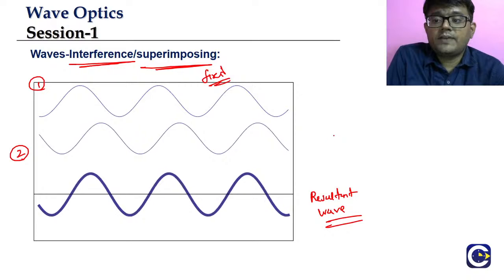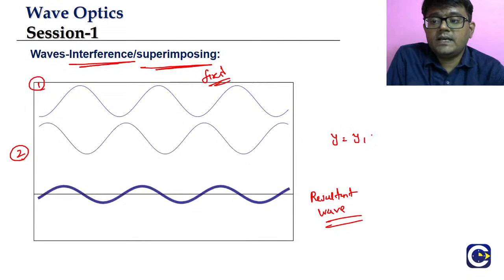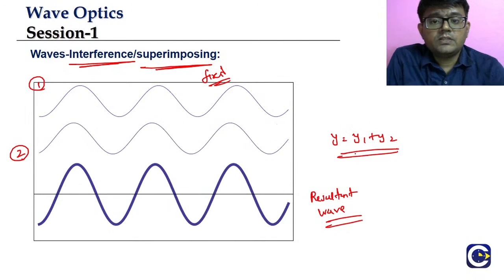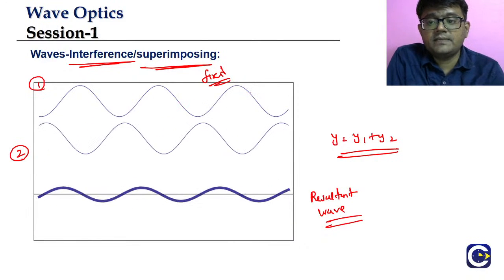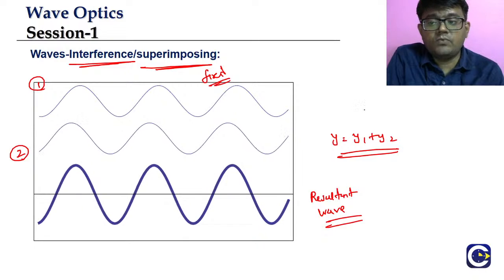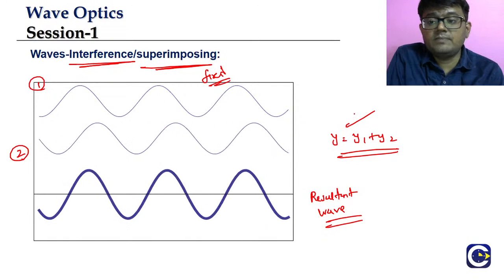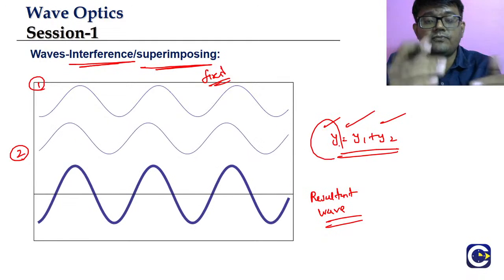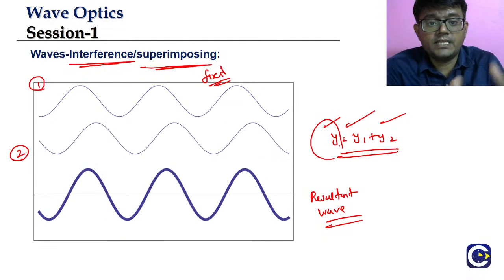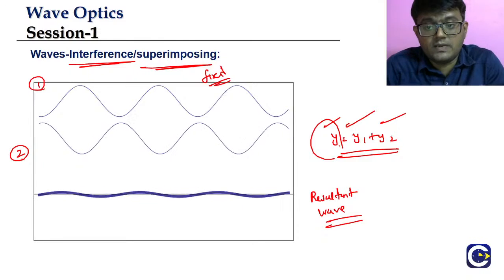is like an addition of the two waves. For example, say you represent the disturbance given by wave 1 as y1, and the disturbance given by wave 2 as y2. The overall disturbance is given by the addition of the disturbance created by wave 1 and the disturbance created by wave 2.